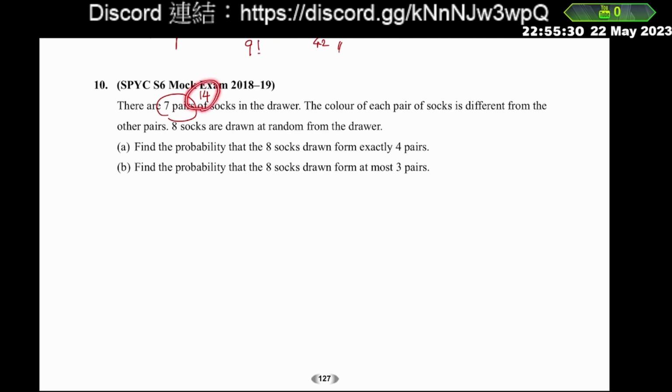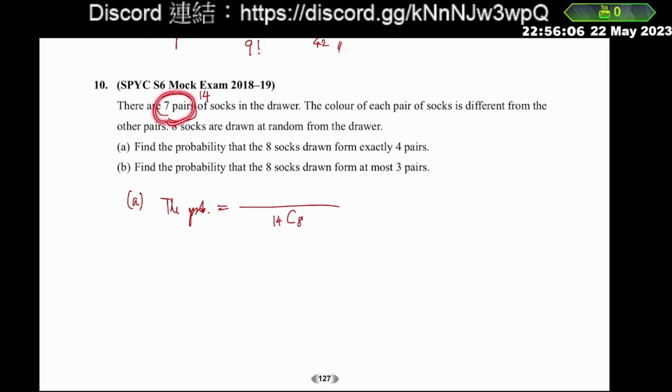And then from these 14, we draw 8 socks at random from the drawer. When we draw the socks together, it means we draw them and do not put them back. Find the probability that the 8 socks drawn form exactly 4 pairs. Okay, so to find the probability for 8 socks to become exactly 4 pairs, of course the denominator will be 14C8. But for the numerator, the requirement is exactly 4 pairs. Therefore, we just need to choose which 4 pairs are chosen.